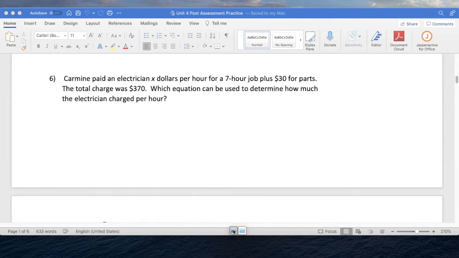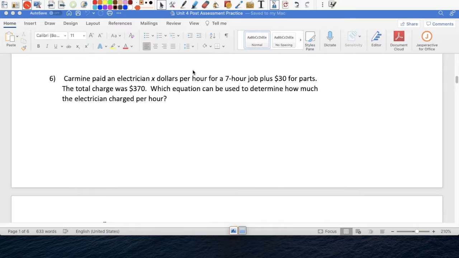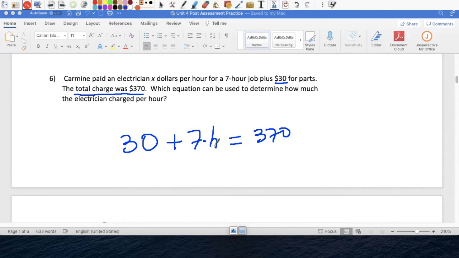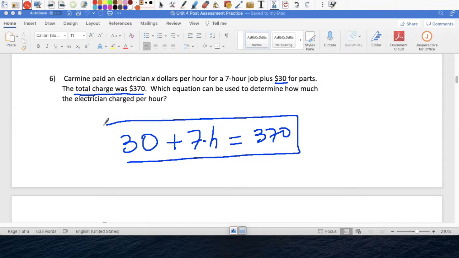So Carmine paid an electrician $7 for a 7-hour job plus $30 for parts. The total charge was $370. What equation can be used to determine how much the electrician charged per hour? So the total was $370. What did we pay that equals $370? Well, it was $30 plus $7 per hour. And that's all we're looking for. That's it. Nothing else. We just want the equation.